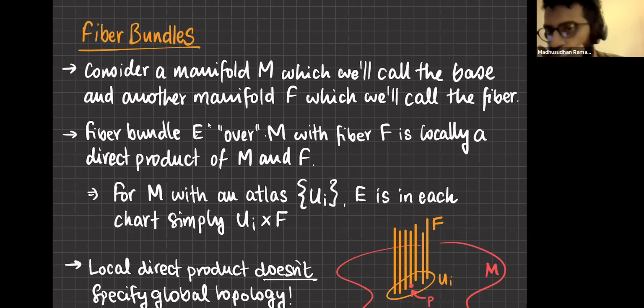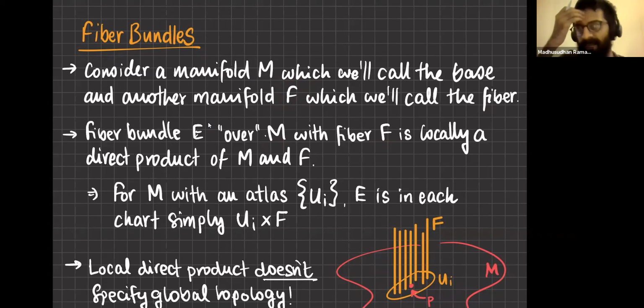Okay, so we already saw the definition of a fiber bundle. I just want to go over it briefly before we continue. So we start off with a manifold M, right? And let's say we have another manifold F, which we're going to call the fiber, right? So M is the base and F is the fiber. So a fiber bundle E over the base space M, that's why it's called the base, with a fiber F is locally a direct product of M and F, okay?